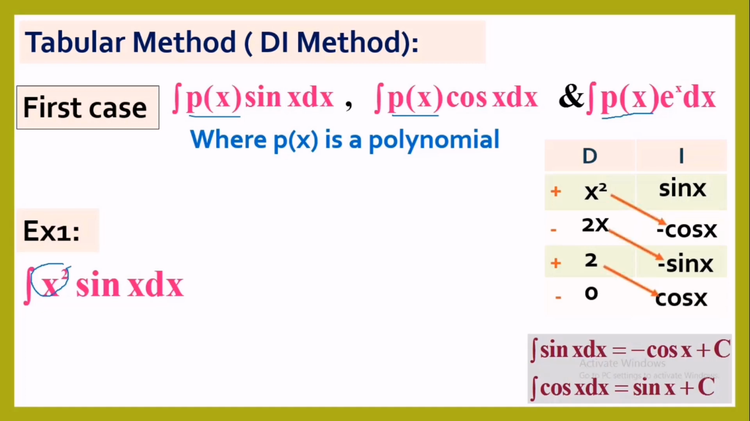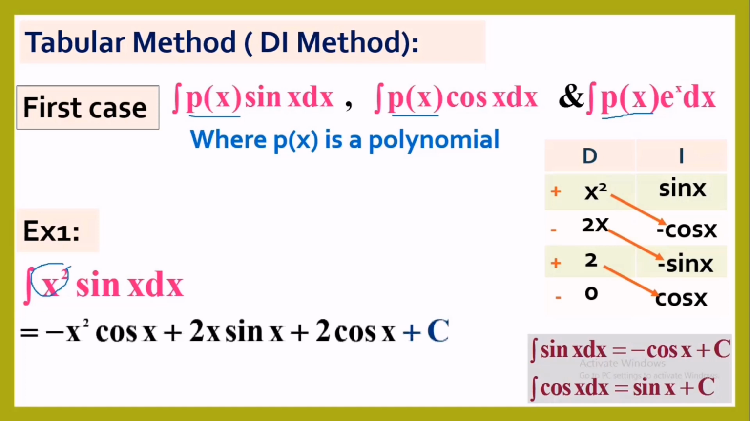Then multiply diagonally. First term of the D column with the second term of the I column. We get plus x squared times minus cosine x, we get minus x squared cosine x. Minus 2x multiplied by minus sine x, we get plus 2x sine x, and plus multiply 2 with cosine x, we get 2 cosine x plus constant.